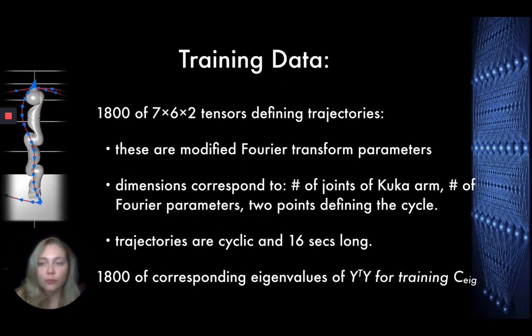So we roll out our experiments on a KUKA ARM4. We have 1800s of trajectory parameters. They are represented by 7 by 6 by 2 tensors, where 7 is the number of joints of the KUKA, 6 is the number of modified Fourier transform parameters, and 2 is 2 points in space that define a cyclic Fourier trajectory. Each of these cyclic trajectories is 16 seconds long, and we also have corresponding eigenvalues for all of them for training this second branch of SIDE-GAN.